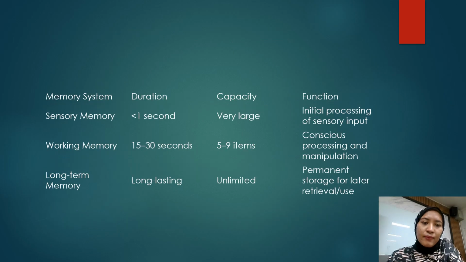Okay, so next is about the differences of each memory system in terms of duration, capacity, and function. The first one, for sensory memory, the duration is less than 1 second. The capacity is very large, so we can receive a lot of information at the same time. The function is for initial processing of sensory input. The second one, working memory, the duration is from 15 to 30 seconds. The capacity is 5 to 9 items, and the function is for conscious processing and manipulation of information.